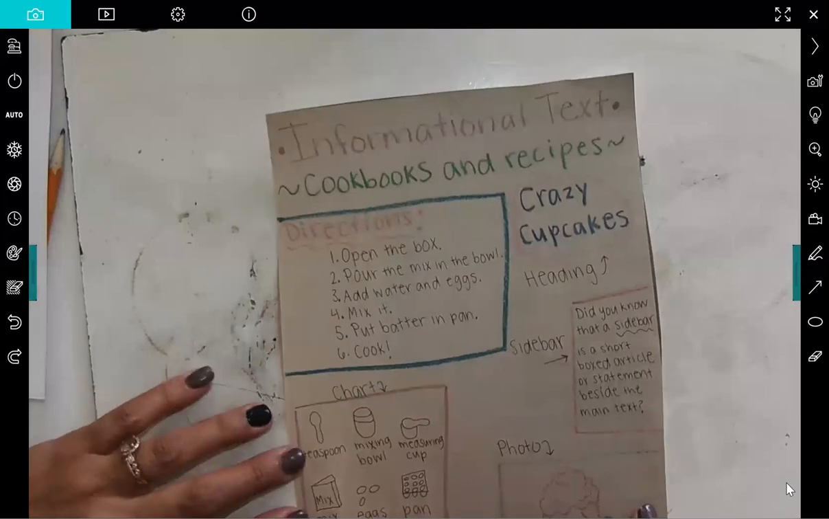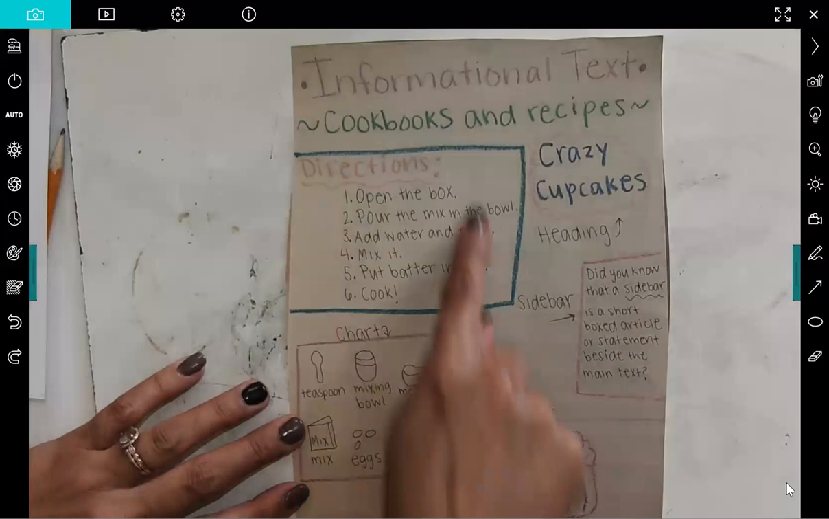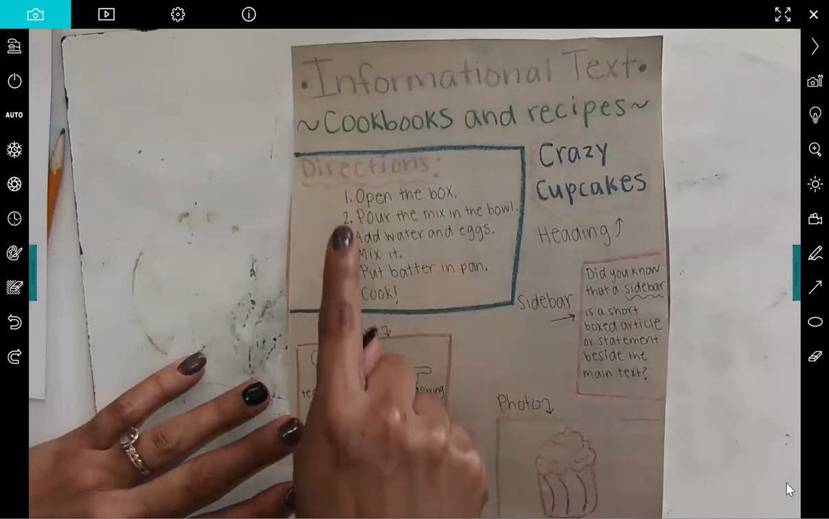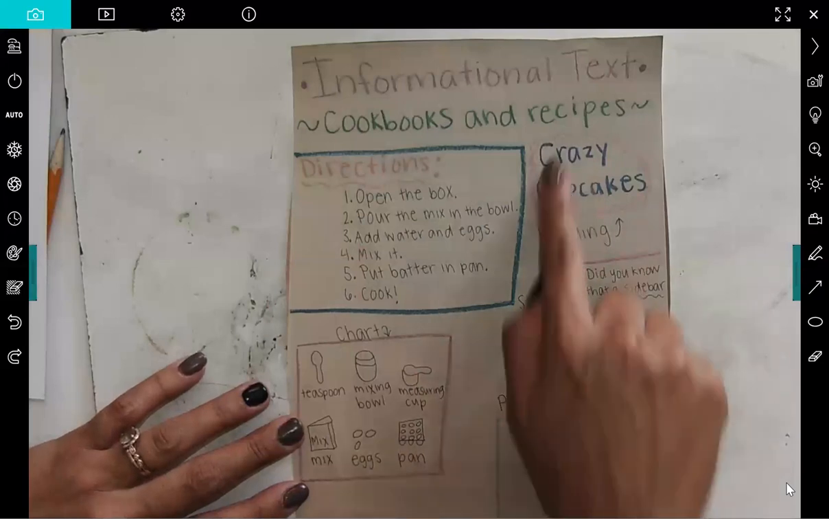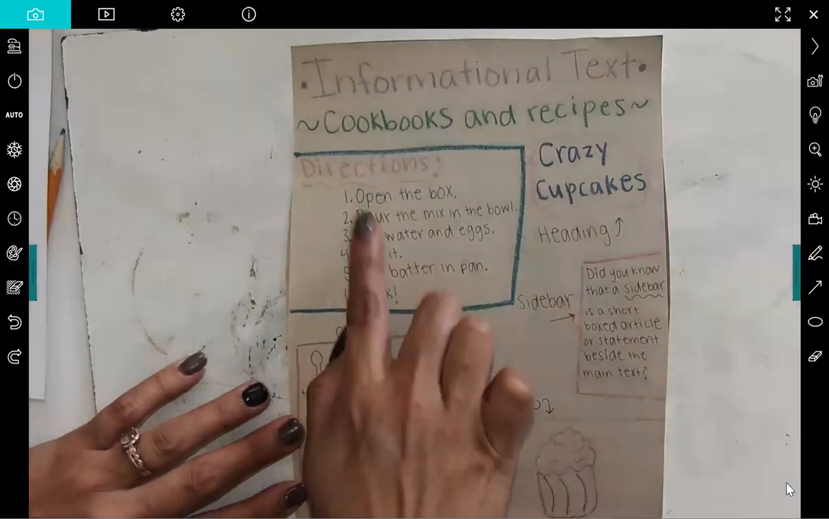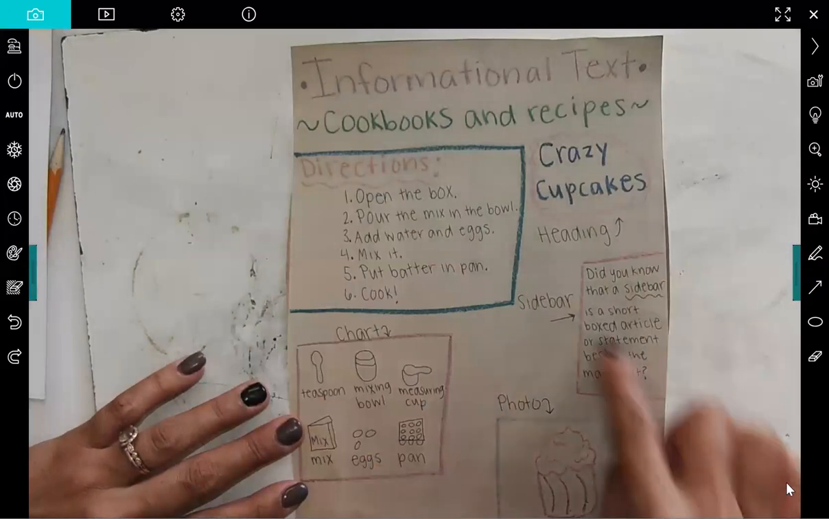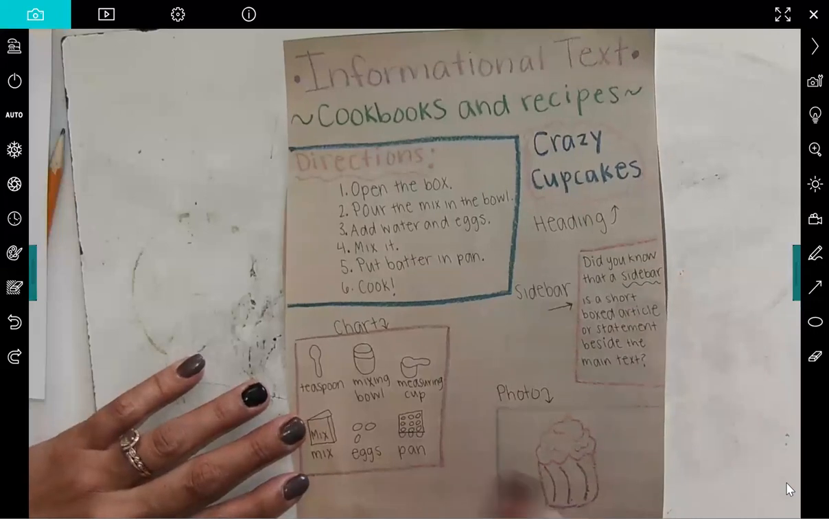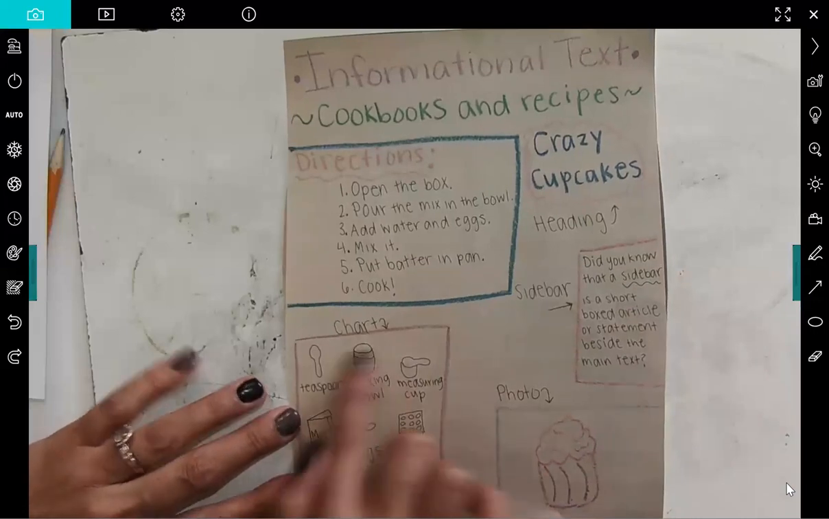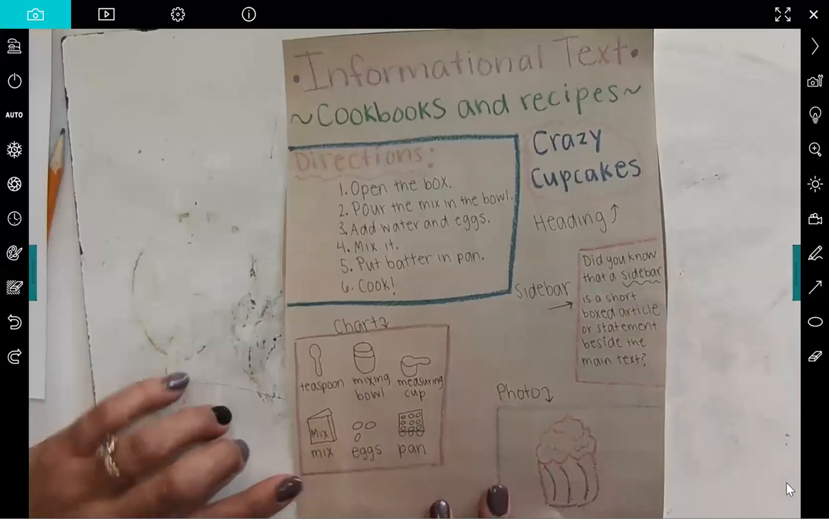Okay, and recipes. For recipes, we will see directions written out in steps. So this is a cupcake recipe. And see, there's a heading telling us what we're gonna cook. There's directions telling us what to do in order. There might even be a sidebar with a little bit of information. There could be a photo of what we're gonna make. And there could be charts of our ingredients or a list of groceries that we're gonna need.